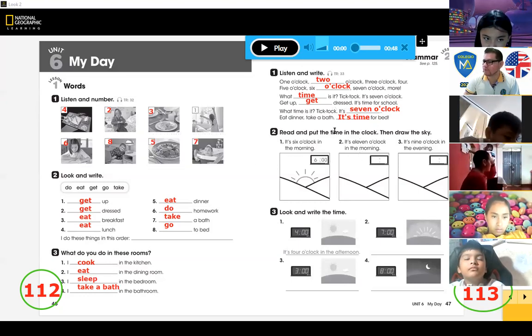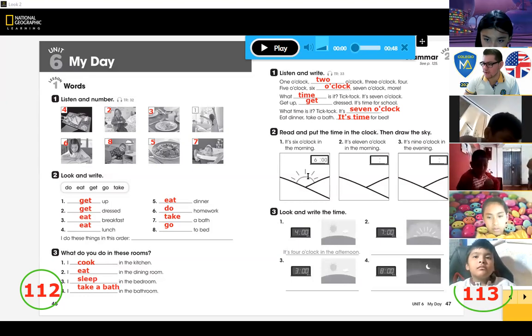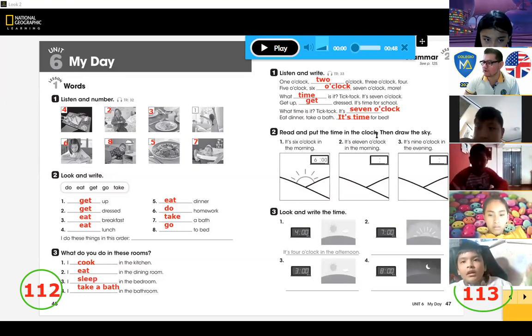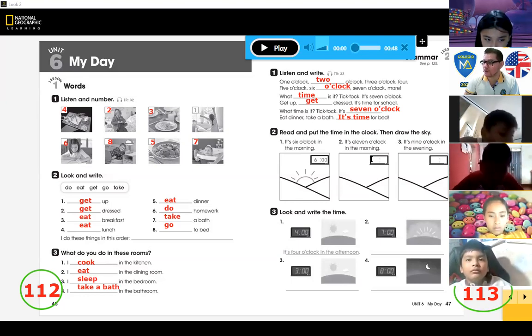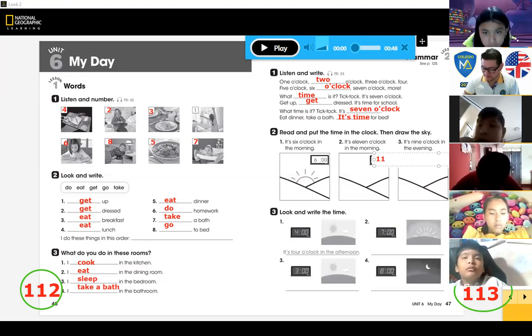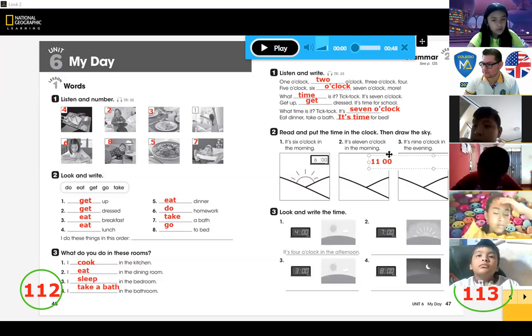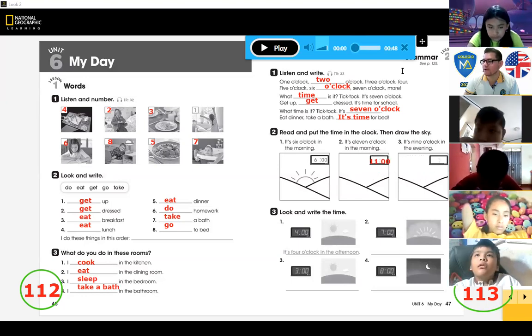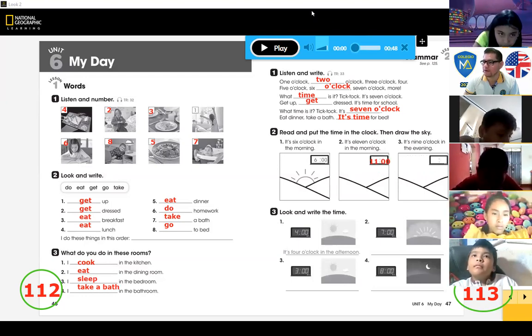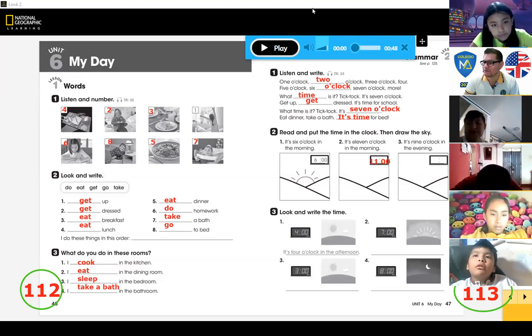Activity 2, read and put the time in the clock. Then draw the sky. It's 6 o'clock in the morning. Yes, no? It's 11 o'clock in the morning. Okay, let's write here 11 o'clock in the morning, right? Let's do this. It's 11 o'clock in the morning. Let's draw the sun, right? If it's 11 o'clock, the sun is going to be here, no? Because it's 11 o'clock.